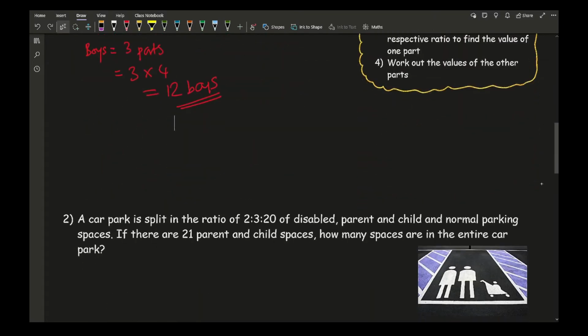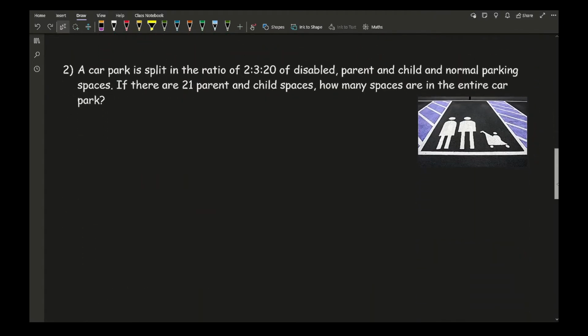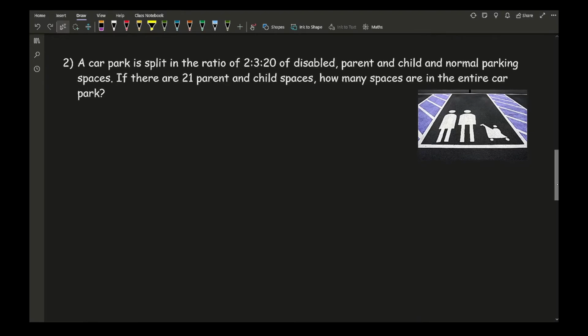So let's have a look at another question. Here, it says that a car park is split in the ratio of 2 to 3 to 20 of disabled, parent and child, and normal parking spaces. If there are 21 parent and child spaces, how many spaces are there in the entire car park?